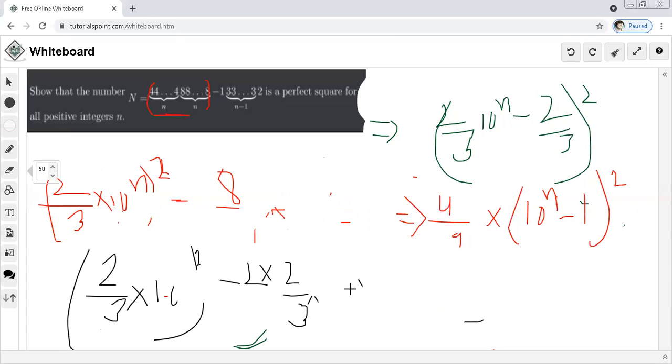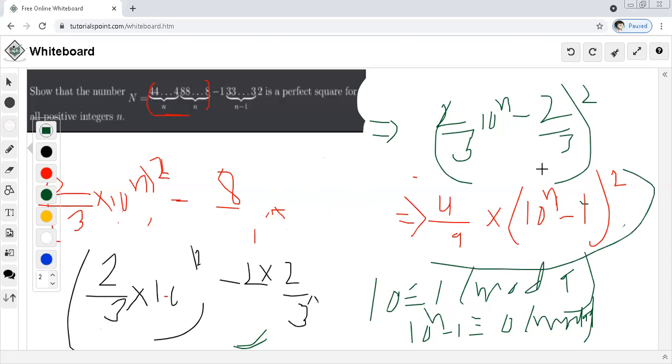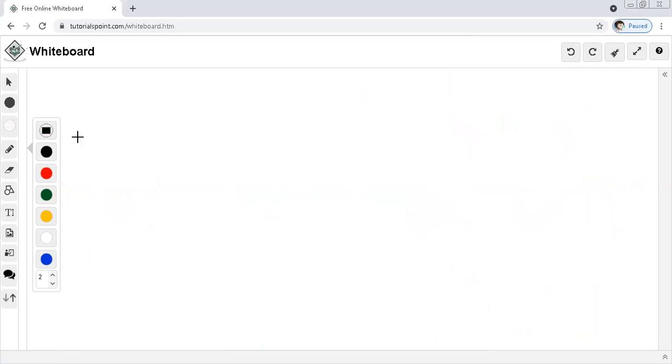Now how to prove that 9 must divide this thing? So we clearly know that 10 is congruent to 1 modulo 9. Now powering both sides by n, we get 10 n minus 1 congruent to 0 mod 9, clearly depicts 9 divides 10 n minus 1, so we'll divide 2 and the second square of it. Now similarly we have proved that this is an integer, hence this number is always a perfect square and it is an integer. So let me leave you again with an assignment as always we do.